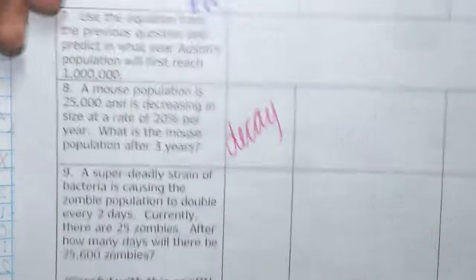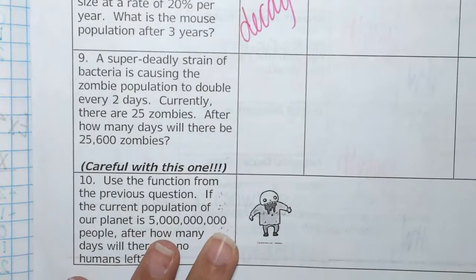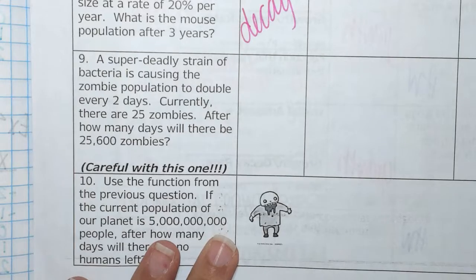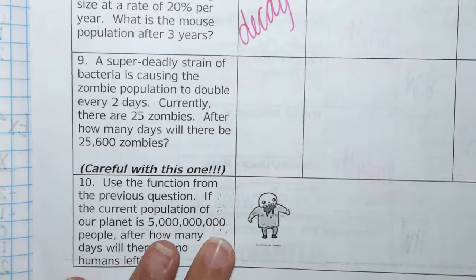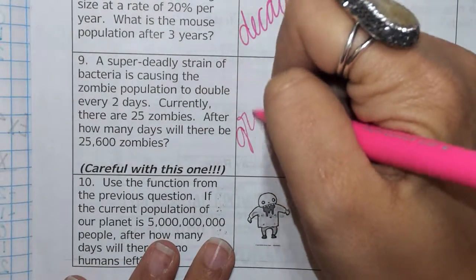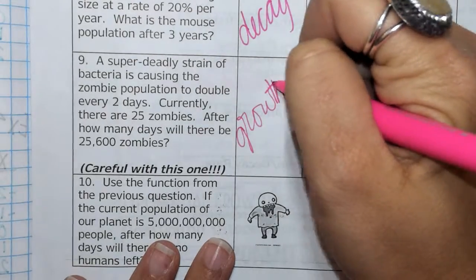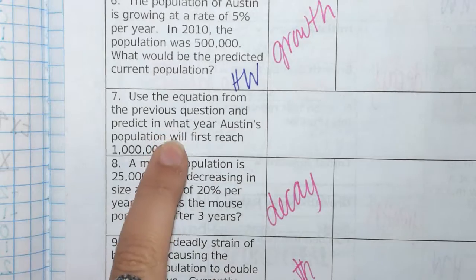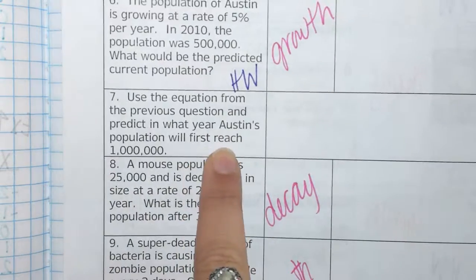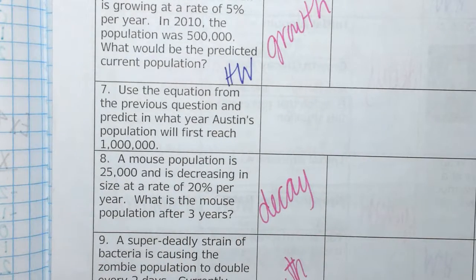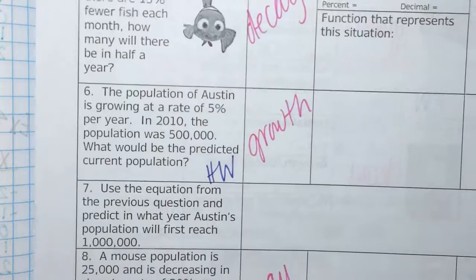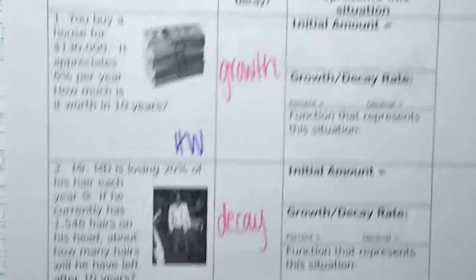Alright, so a super deadly strain of bacteria is causing the zombie population to double. That's a growth. Why did we skip that? It'll be a decay if they were asking about humans. Because 7 says use the previous question and predict in what year Austin's population. So you're going to have to play with it a little bit on that one. Now, we're going to skip number 10 for now. Let's go back to number 1.